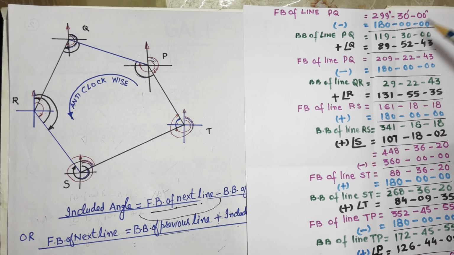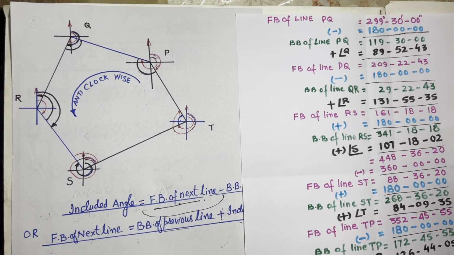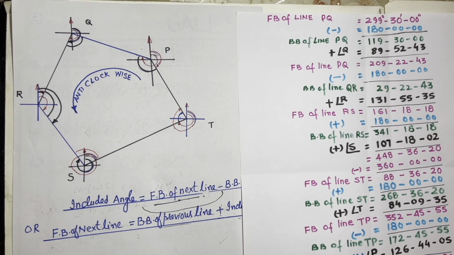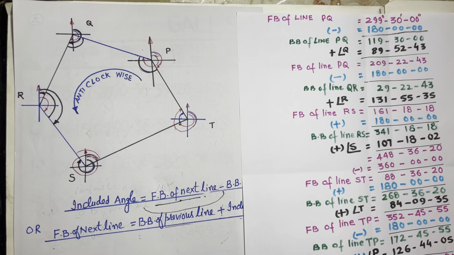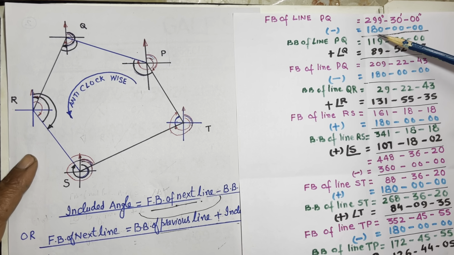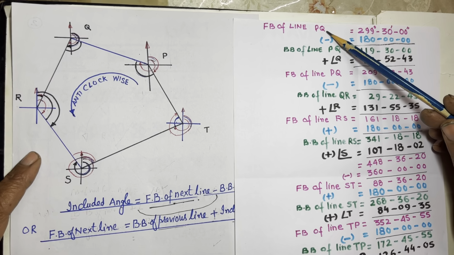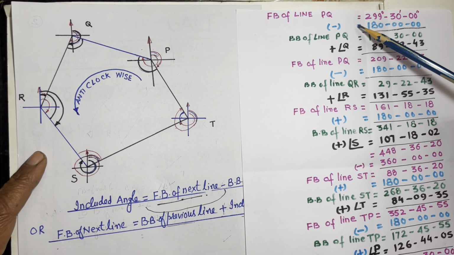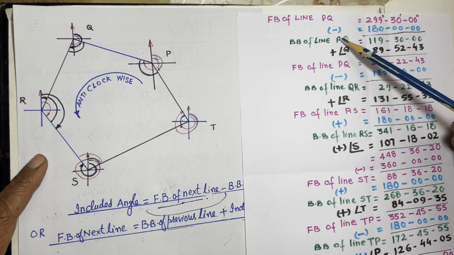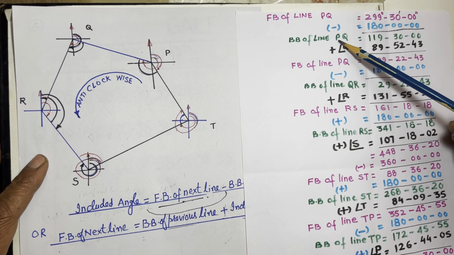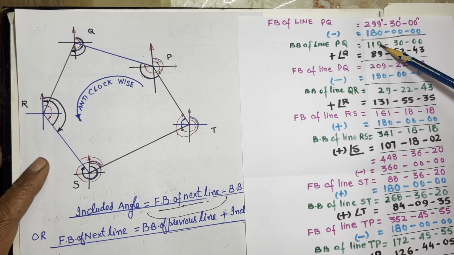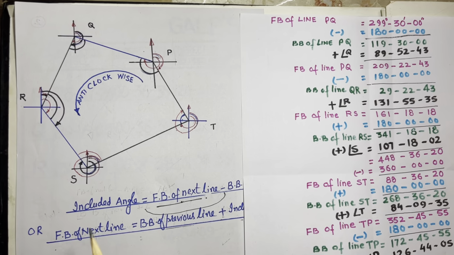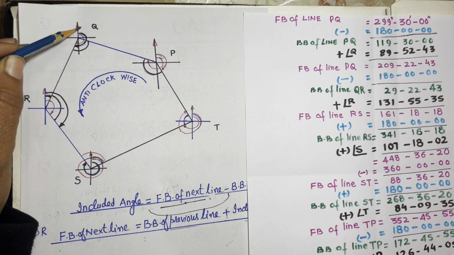Then from this forebearing, we have to calculate the back bearing of line PQ. So the back bearing of this line PQ is given by deducting 180 degrees. You can see over here, forebearing of line PQ is 299 degrees 30 minutes. Its back bearing will be minus 180 degrees. After deducting this, the back bearing of line PQ is 190 degrees 30 minutes. This is the back bearing of line PQ.